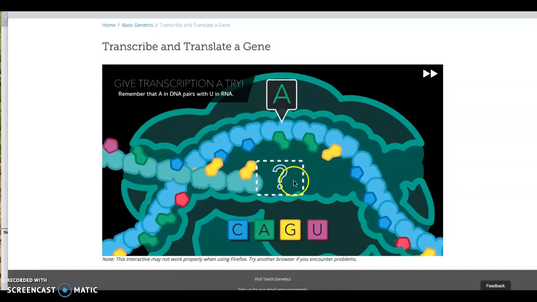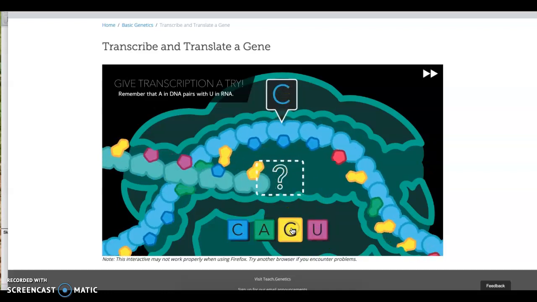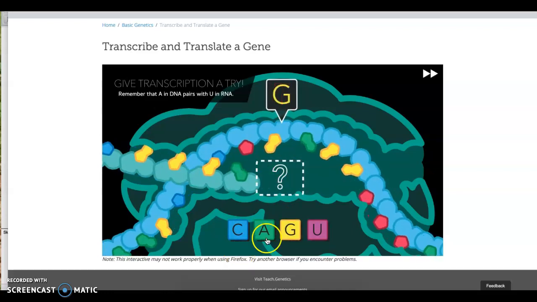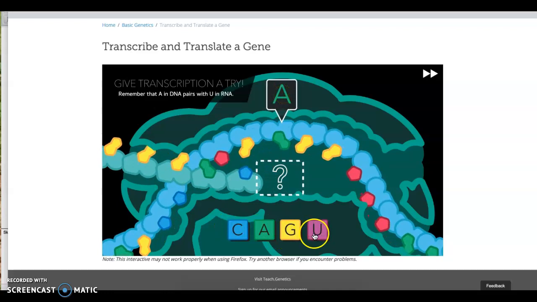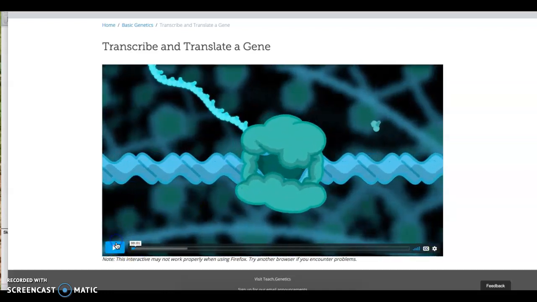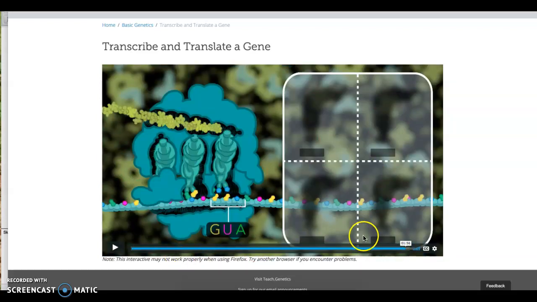Okay, I'm just moving through there. Now we have A again. We know that pairs with U. You're going to walk through T for A. So you can get pretty good at this. We just transcribed a piece of RNA. We just did transcription. Now we're going to go through translation.